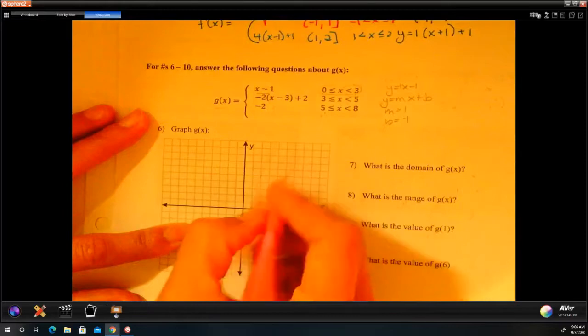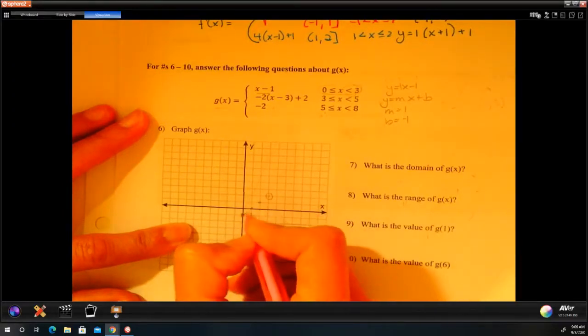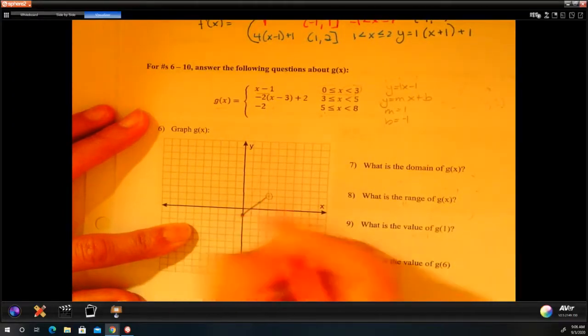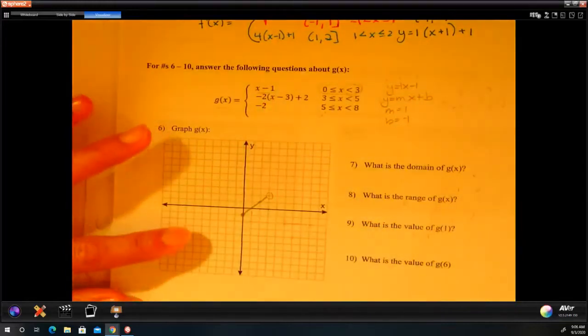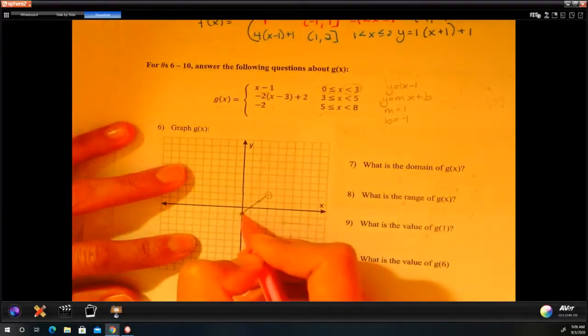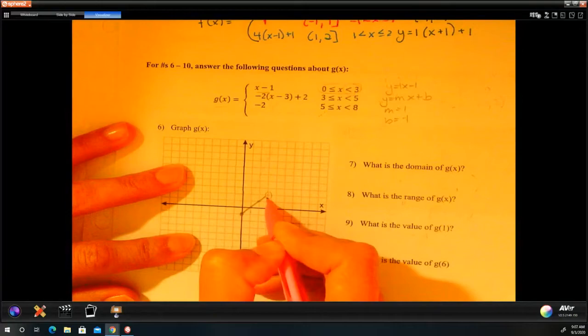So this is why we do our graphs in pencil. And it's just going to be this piece. So piecewise means I'm going to have several different pieces. So my first piece goes include 0 up into 3.